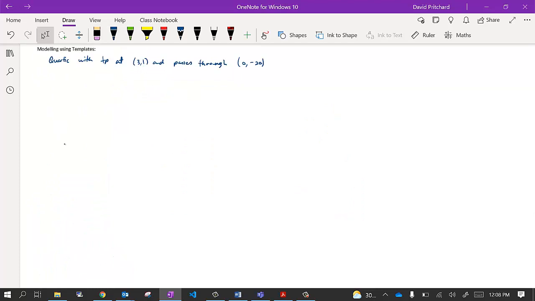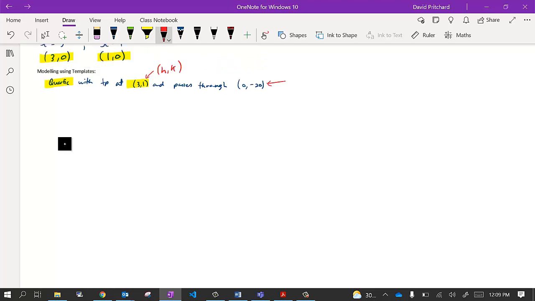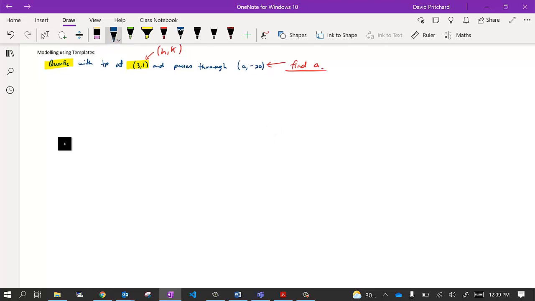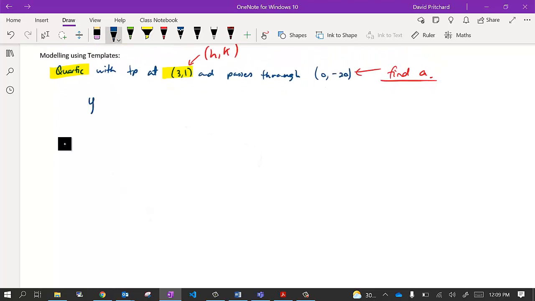Now, the other skill is modeling. The big thing with modeling, as we saw in the previous lesson, is that it all comes down to making sure you use the right template. We know it's a quartic. It's got a turning point at (3, 1), so we know that gives us (h, k). And we've got another point, so that allows us to find the a value. That's our goal. The process is the same. Our starting template, because it's a quartic, is y is equal to a(x − h) to the power of 4 plus k. We know that h is equal to 3 and k is equal to 1. That's given to us with that turning point. So we can fill those in, and the only unknown parameter is the a value.